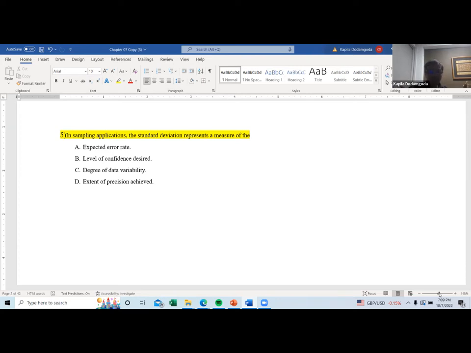If the values are close to each other, standard deviation is less. If these are dispersed from each other, standard deviation is more. So if the values are close or dispersed, that is the degree of data variability. So standard deviation always measures the data variability. That is that.